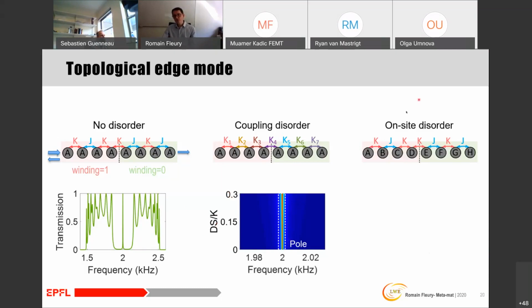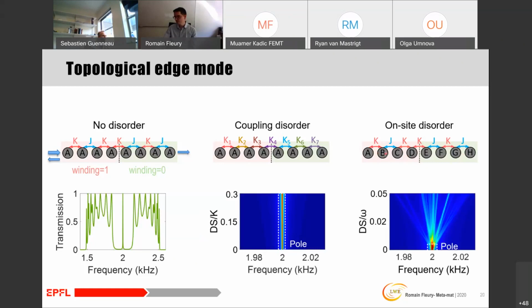Now, if I break chiral symmetry, it means that I must not have identical resonators. This shouldn't be omega 0, omega 0, omega 0, but say A, B, C, D, E, F, G. I put some disorder here on the resonance frequency. The picture is totally different. You see that the transmission peak goes all over the place and I don't have robustness. There are even some realizations of disorder where I don't even have a peak in the band gap.